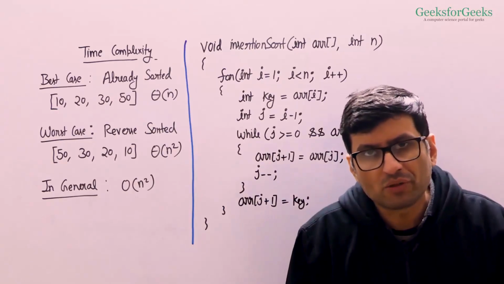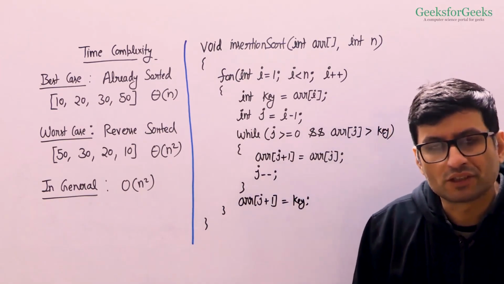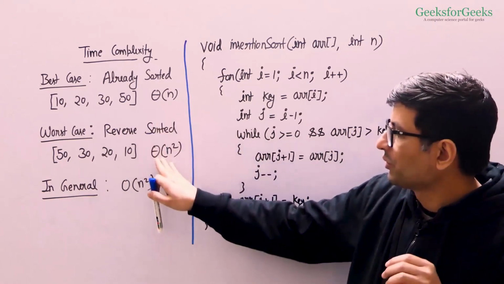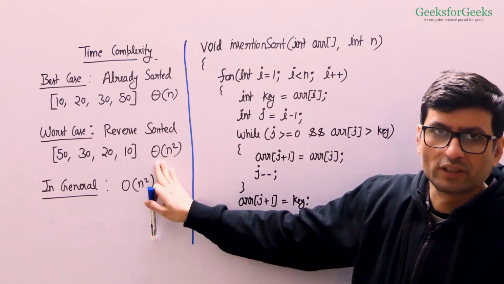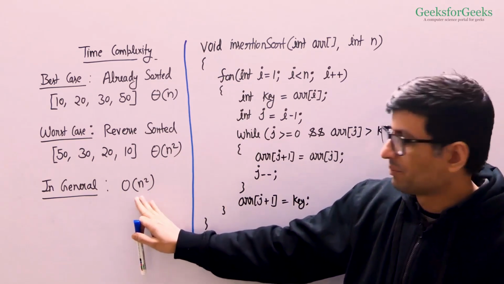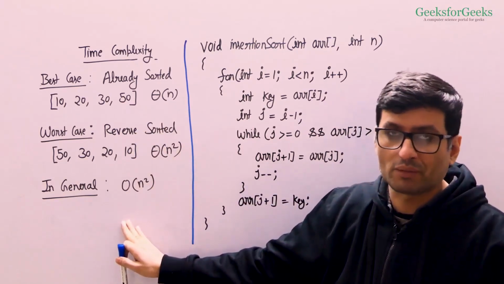Let us now talk about time complexity of insertion sort. Time complexity of insertion sort in the best case is theta n, and in the worst case is theta n square. And in general, we can write it as big O of n square, right? Big O of n square covers both theta n square and theta n, because big O means upper bound.